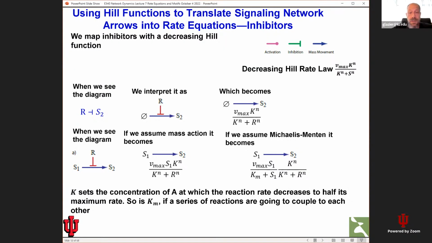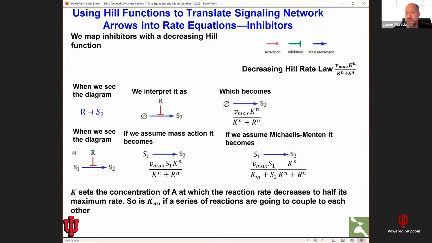For inhibitors, it's going to be the same thing. We see R inhibits S2. S2 has to come from somewhere, so nothing goes to S2. We write the inhibition as the inhibitory Michaelis function, Vmax K to the N over K to the N plus R to the N. Again, very symmetrical. We've just changed one symbol, which is in the numerator of our equation. If S1 is going to S2 and it's inhibited, again, we'll write either Michaelis-Menten or mass action for the reaction by itself, and then multiply the rate by the inhibitor.